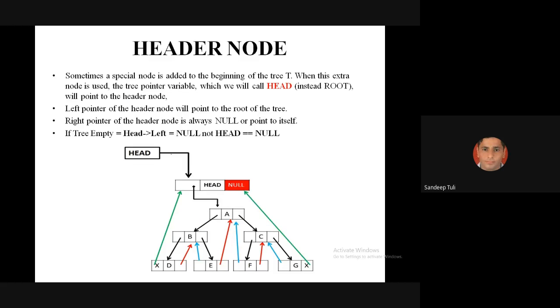So now header node, sometimes a special node is added in the beginning of the tree. When this extra node is used, the tree pointer variable, which will be called head instead of root, will point to the header node. Okay, head we will use in that case. Header tree के लिए left pointer of the header node will point to the root of the tree, or we can say the first node of the tree, and right pointer of the header node is always null or point to itself. नल कब होगा और पॉइंट टू इटसेल्फ कब होगा, ये समझ में आ गया?